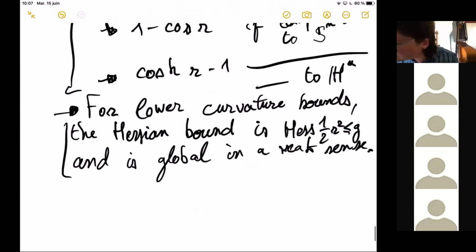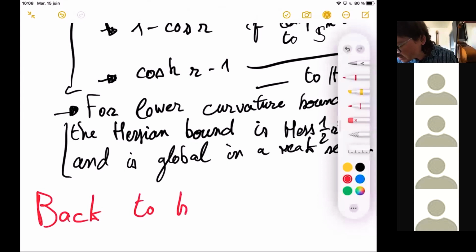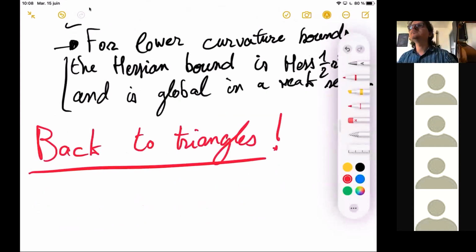Okay, so now let's go back to triangles. And let's see what this Hessian has to do with triangles. It's not complicated. Okay, let's restate the theorem.